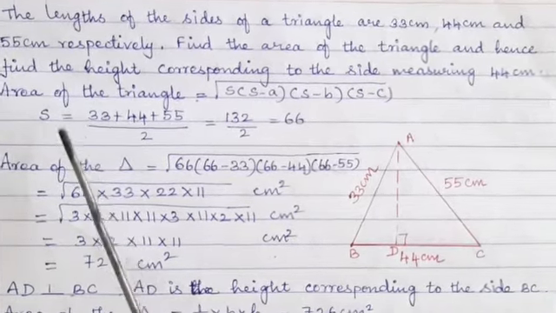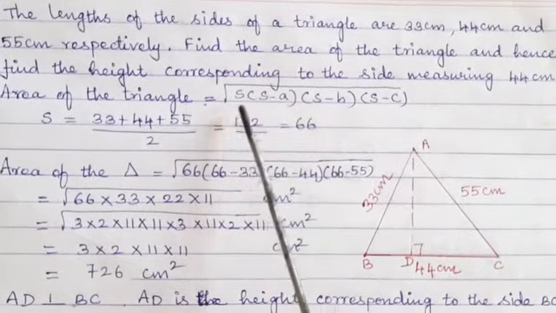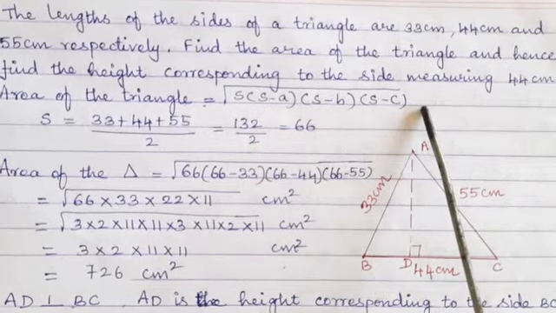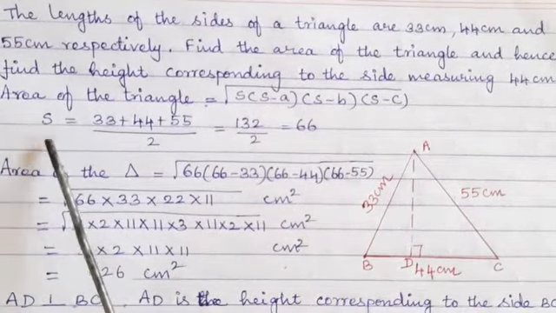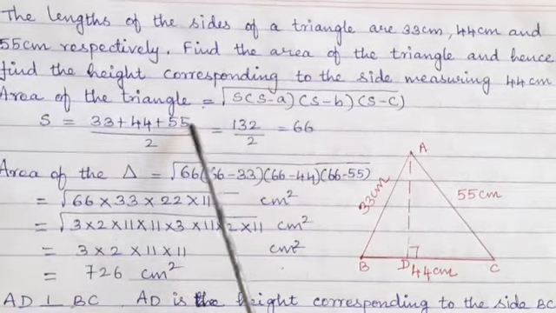So first see the first part. Area of the triangle equal to square root of S into S minus A into S minus B into S minus C. So first we have to calculate semi-perimeter. S is equal to 33 plus 44 plus 55 by 2.